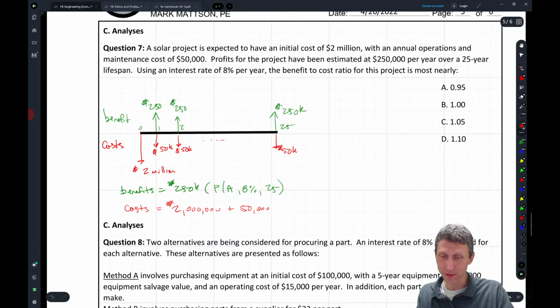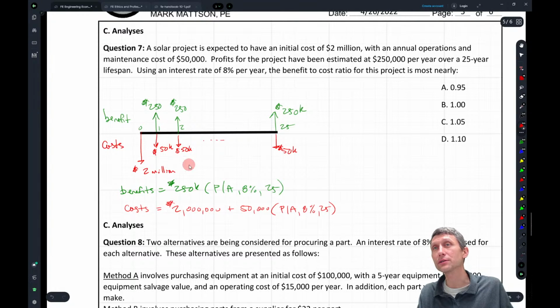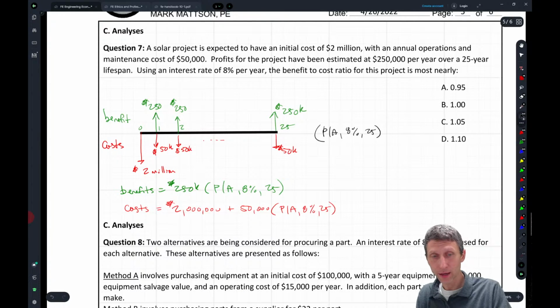So here I'm going to sort of mix and match. But what's this? Again, we want P given A at 8% for 25 years. So these two factors are going to be the same, right? We can make that work. And if we go look at that factor, P given A at 8% for 25 years, we can go find that factor.